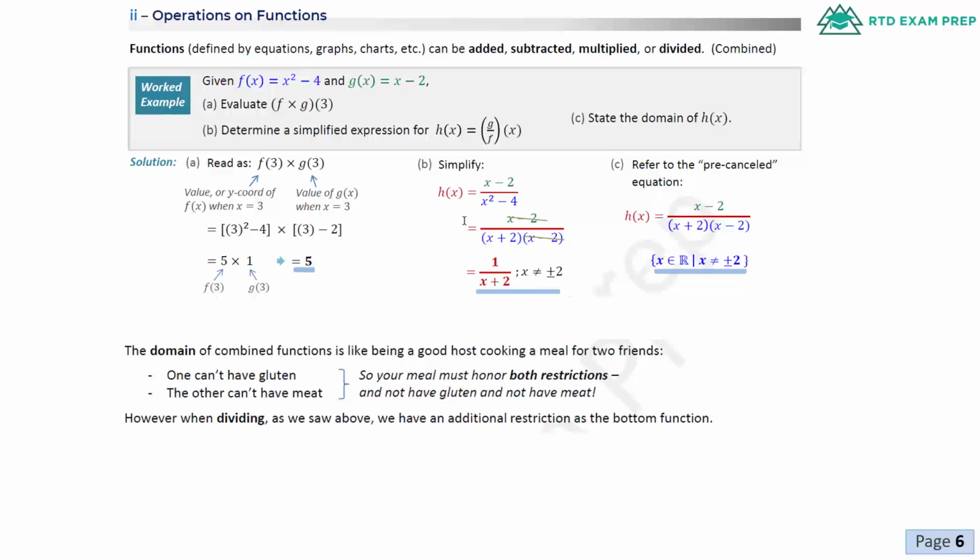And in the first part, we're asked to evaluate f times g of 3. This means the same thing as saying f of 3 times g of 3. And so if we understand function notation, we understand that means evaluate the function of f when x is 3, and evaluate the function of g when x is 3, and then multiply the two results together. So x squared minus 4 when x is 3 would look like 3 squared minus 4, giving us a value of 5. And x minus 2 evaluated when x is 3 would simply be 3 minus 2, which is 1. And 5 times 1 gives us 5.